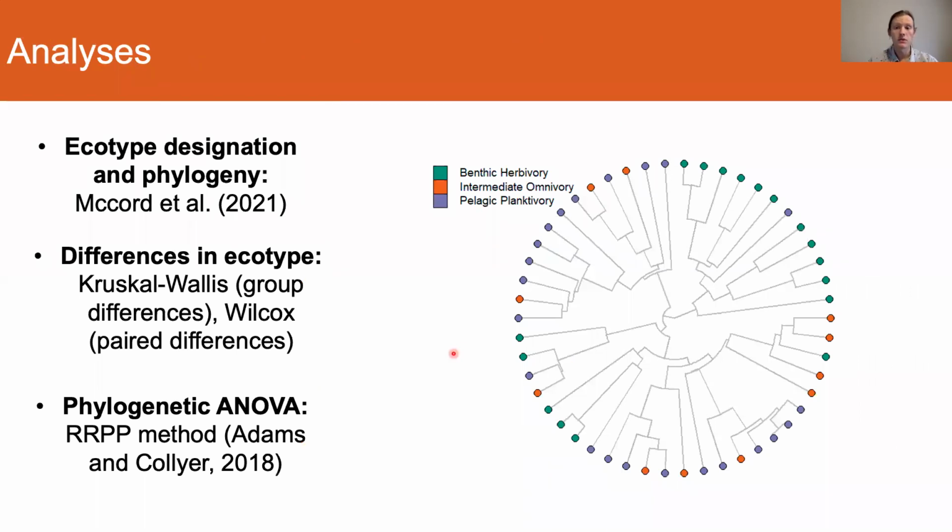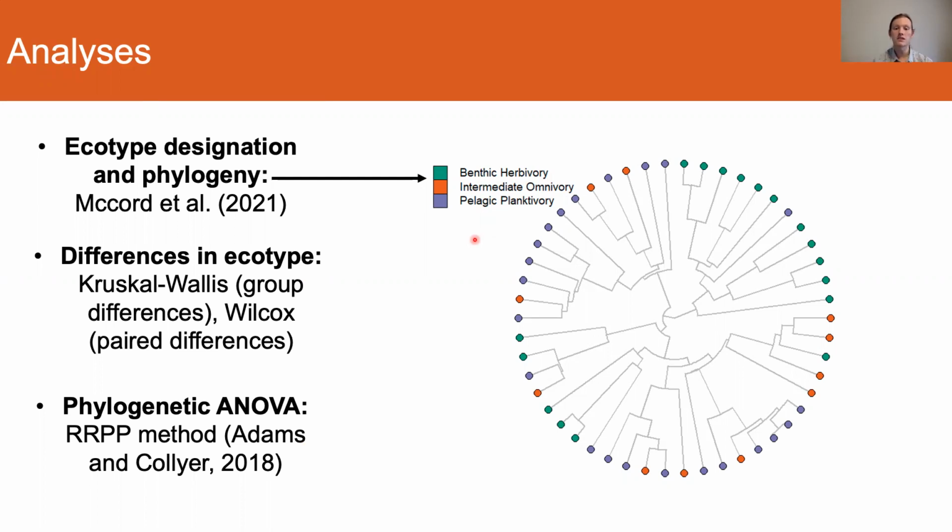Regarding analyses, for both our ecotype designations and the phylogeny used in our study, we use the most recent phylogeny by McCord et al. and followed ecotype designations provided in their study. Ecotypes are broad ecological functional categories composed of where an organism feeds and what their diet is. So for damselfishes, these ecotypes are benthic herbivory, which will be coded in green in our study, intermediate omnivory, which will be coded in orange, and pelagic planktivory, which will be coded in purple.